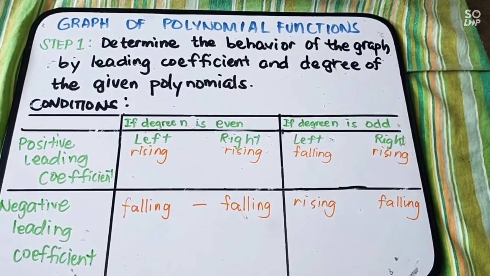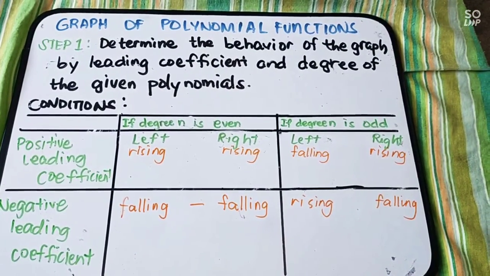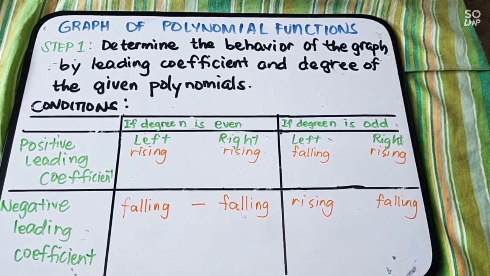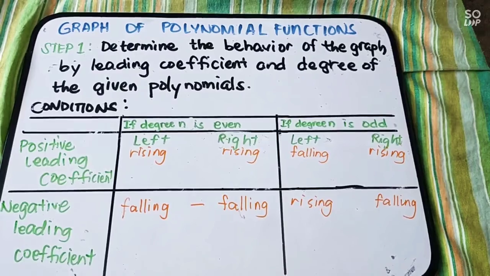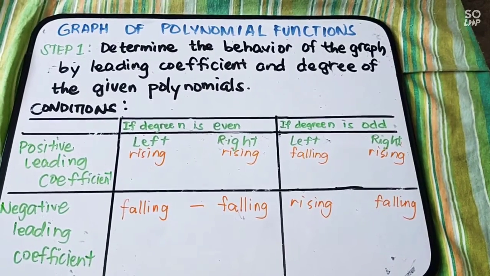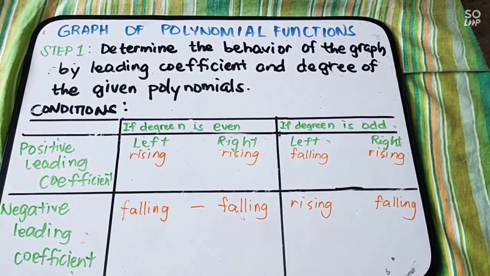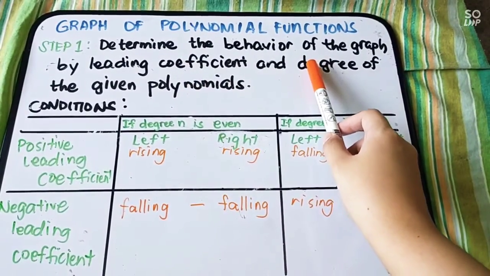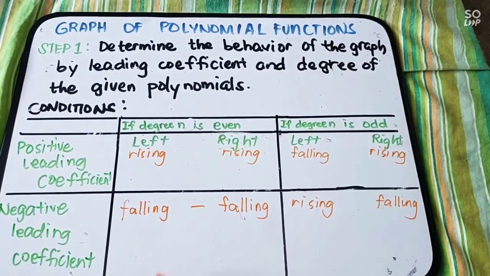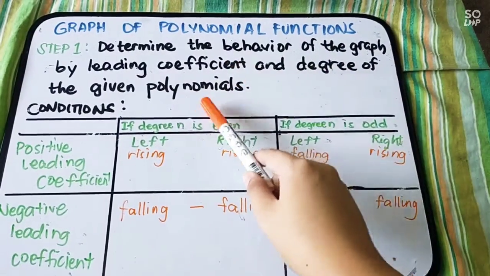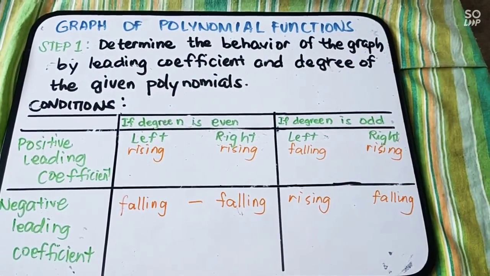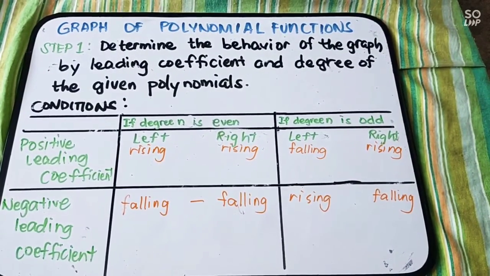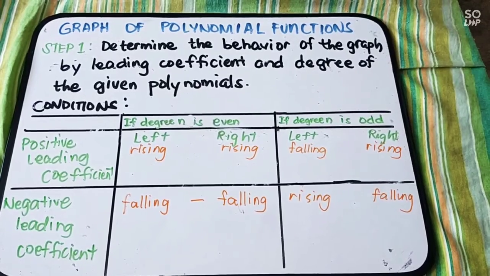So today we are going to tackle graphs of polynomial functions. We have 4 steps in graphing a polynomial function. Let us have step 1. In step 1, we are going to determine the behavior of the graph by finding the leading coefficient and the degree of the polynomial. By finding it, we are going to determine if the graph is rising or falling.